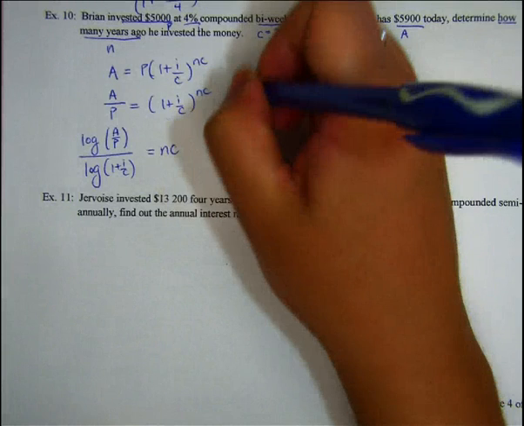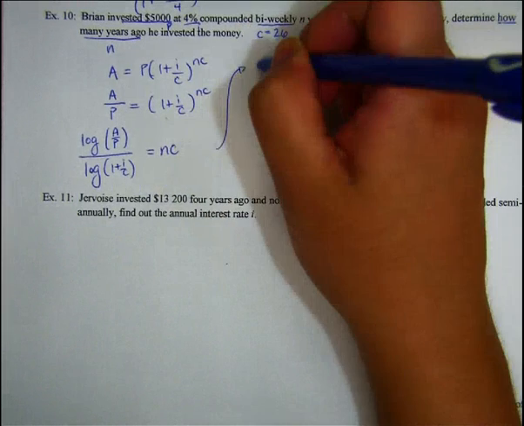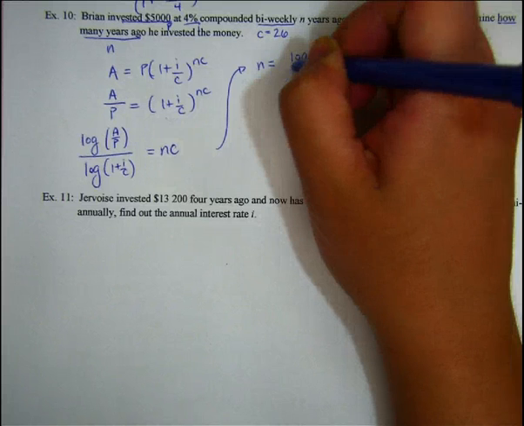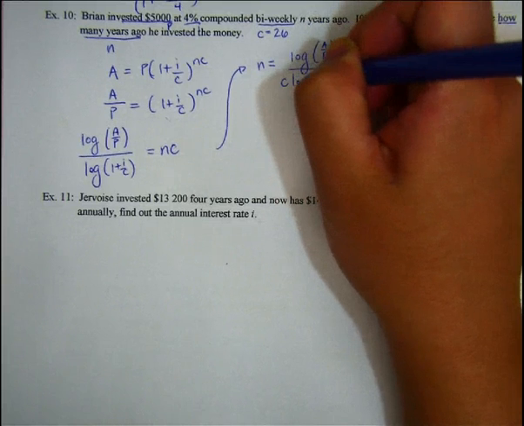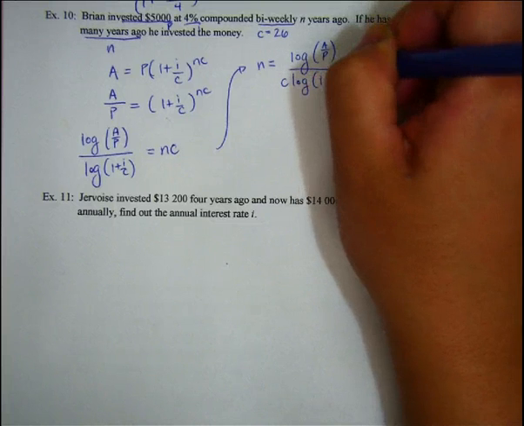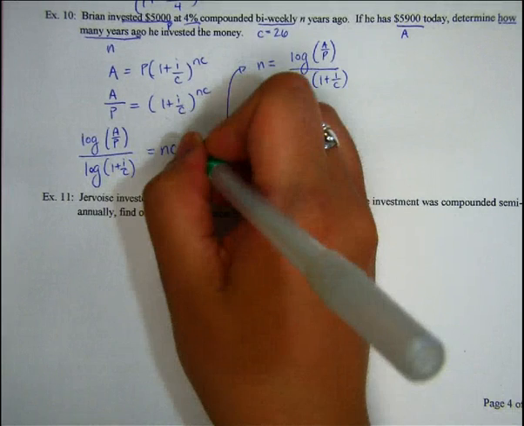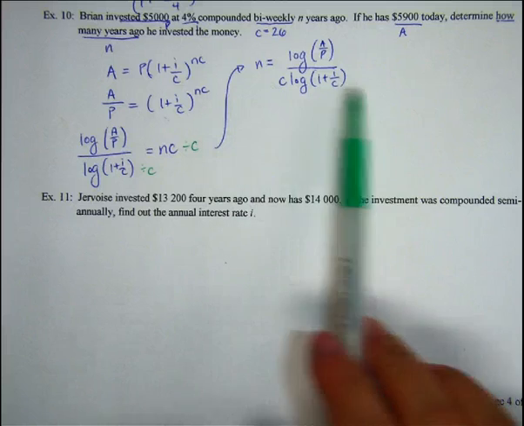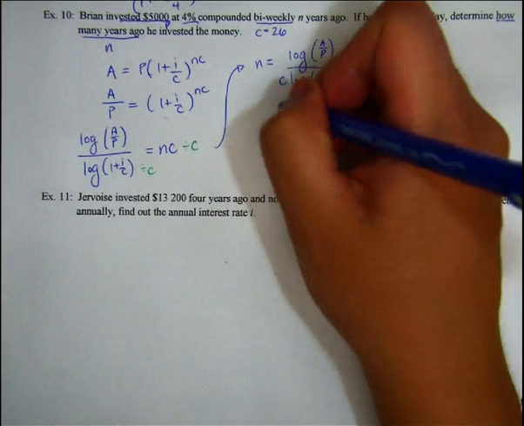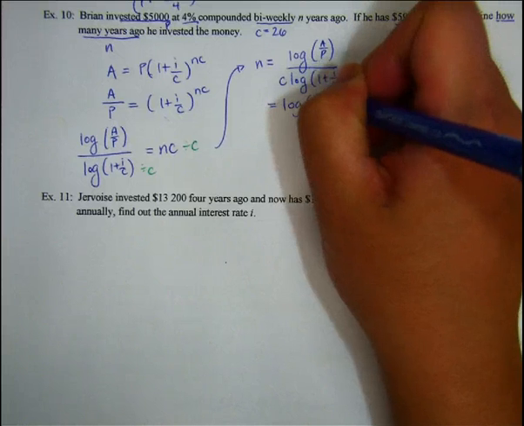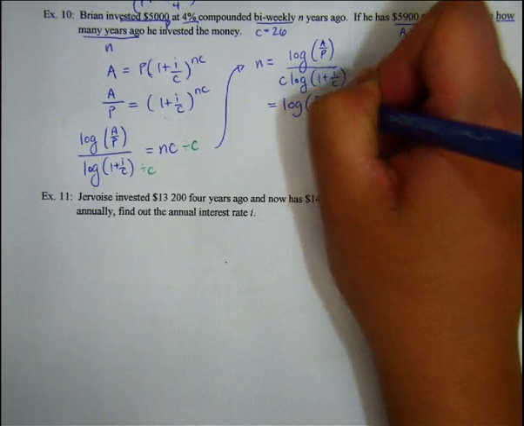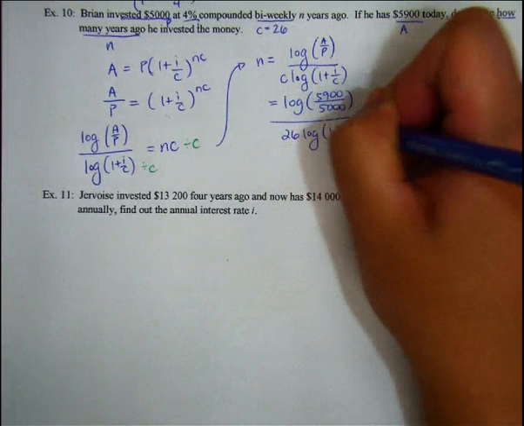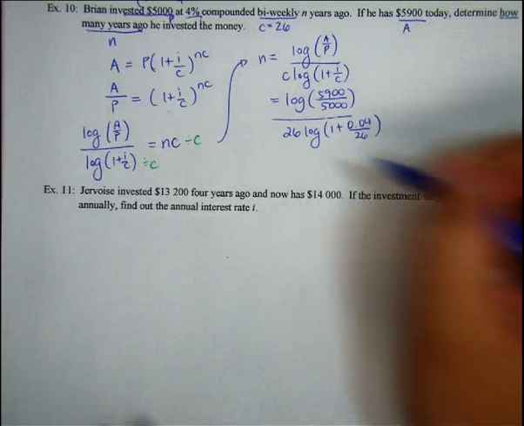And then for your final step, you're going to divide both sides by C to get rid of it from the right side. So N will equal log A over P divided by C times log of 1 plus I over C. That was the result of dividing both sides by C. Okay, now that I have this lovely equation, I can plug in all of my values. So log of 5,900 divided by 5,000 over C is 26, so 26 log 1 plus 0.04 over 26.